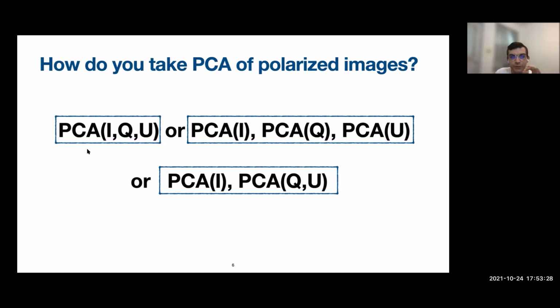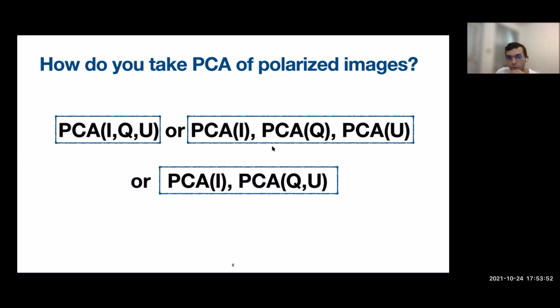So the first method that we tried was to take the PCA out of a combined array that contained all of the Stokes, meaning Stokes I, Q, and U. But that one gave really problematic results, mainly because we were combining the total intensity information from the Stokes I with the polarization information coming from the Stokes Q and U.